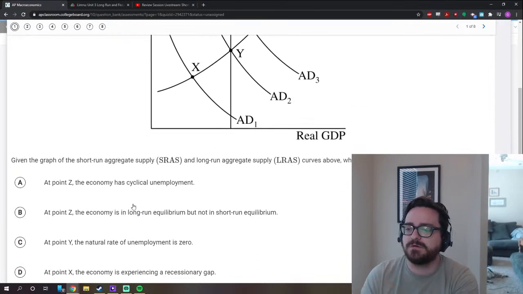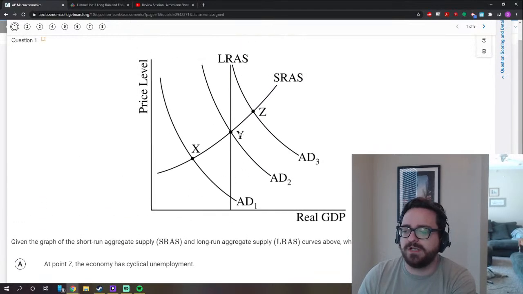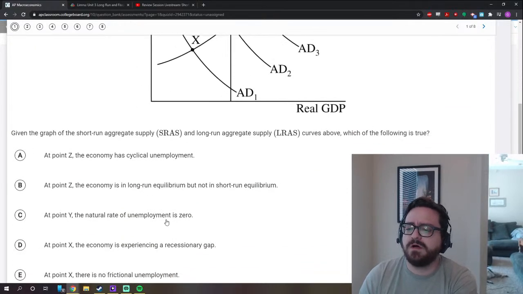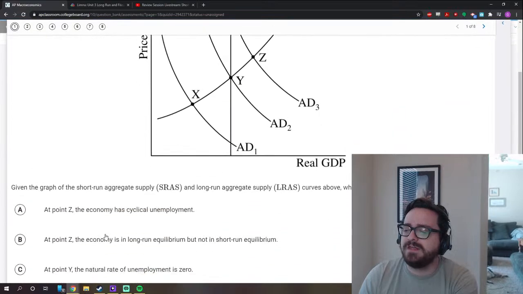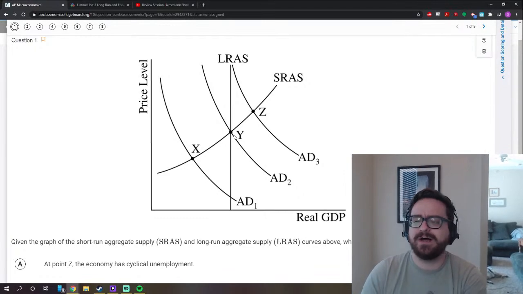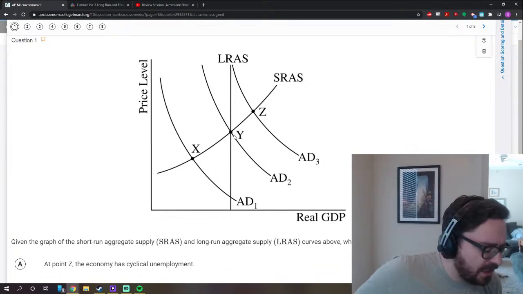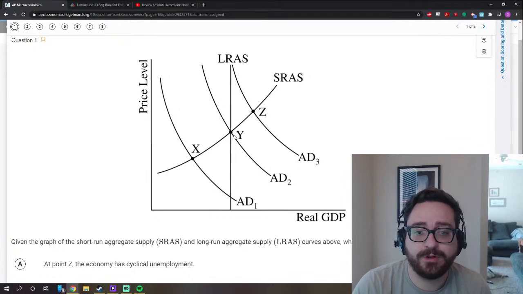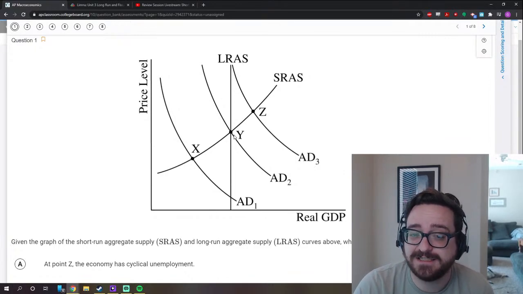So A is wrong. B, at point Z, the economy is in long run, but not short run equilibrium. They're at short run equilibrium at point Z because they're at the intersection. They are not at long run equilibrium because all three lines don't intersect there. So that's wrong. C, at point Y, the natural rate of unemployment is zero. That means the ideal amount of unemployment is zero at Y. That isn't true. One, because our natural rate of unemployment is basically never zero. And two, point Y doesn't tell me what the natural rate of unemployment is. It just tells me they're at the natural rate of unemployment.